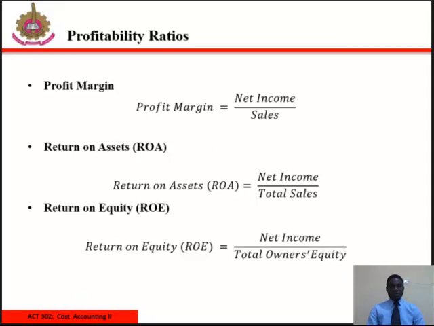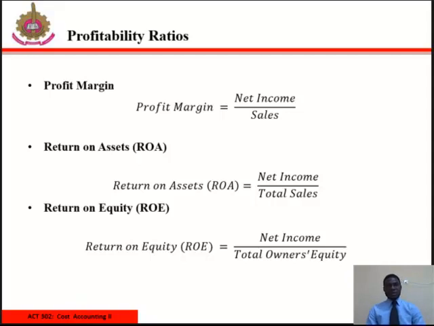Profitability ratio. We are looking at it from three perspectives. We are considering the profit margin, we are looking at the return on assets, that is the ROA, and we are looking at the return on equity, which is the ROE.